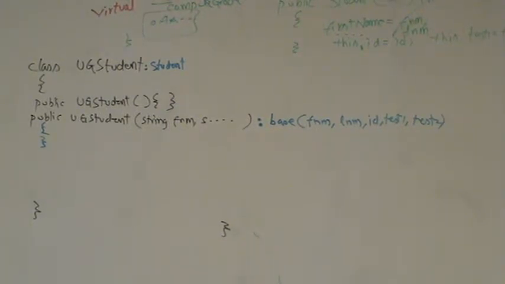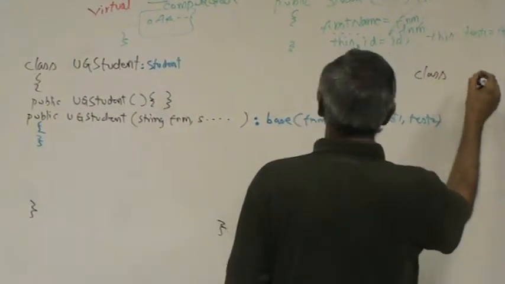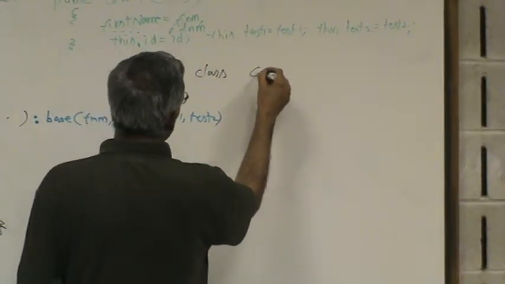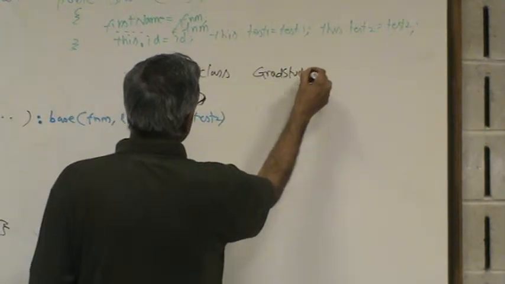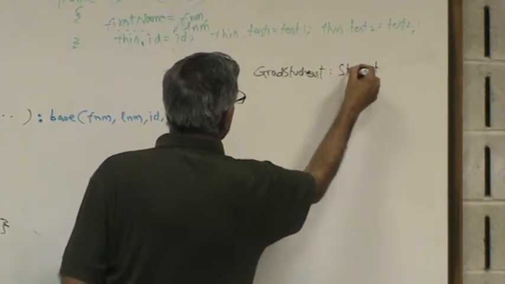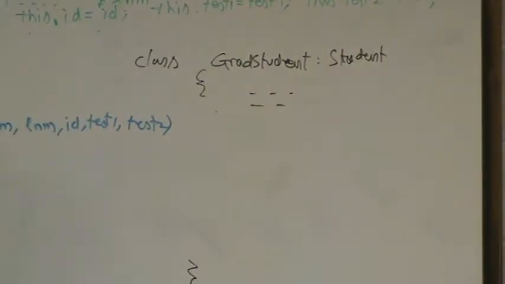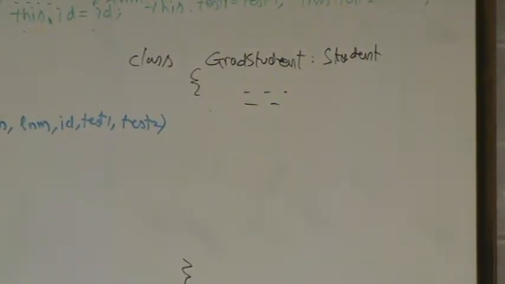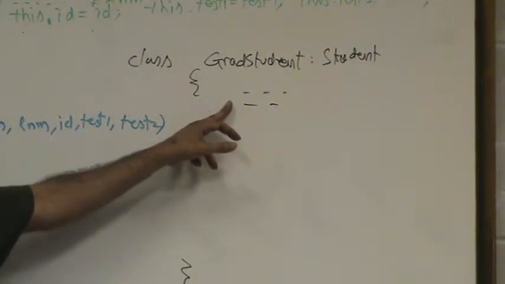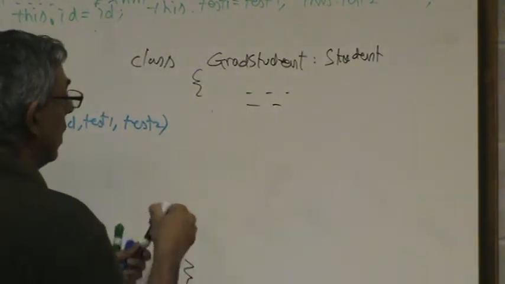Now let's come to the grad student class. We said grad student will also inherit from student. You will write the constructor. The first constructor will be the parameterless constructor. What about the second constructor in the grad student? How many fields will it have? Six, right? Because remember, we added the thesis field over here.